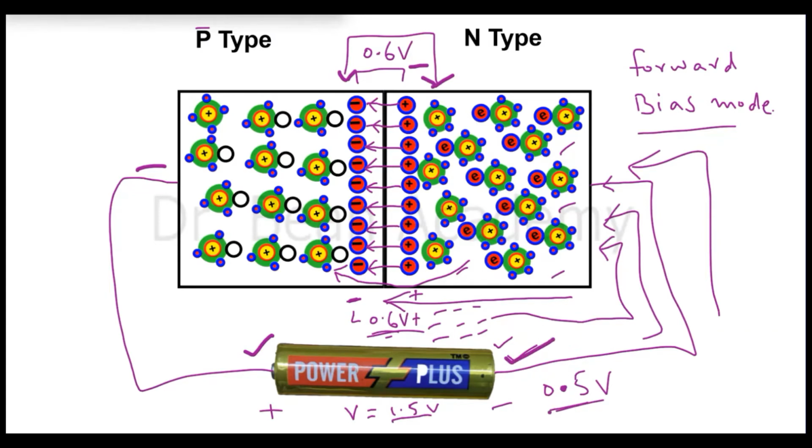If the voltage of the battery is less than the voltage offered by the potential barrier, you will not see any flow of current because the push to the electrons in the n-type is not enough to cross the barrier, because there are negative charges on the other side and they will not allow them to cross this barrier.